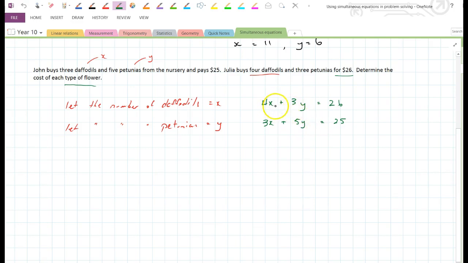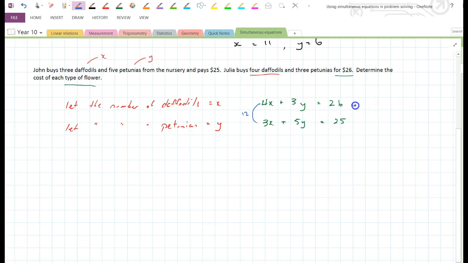Let's make a decision here. Are we going to eliminate? Let's eliminate X this time. I'm going to eliminate X. So I need to make both X's the same. Okay, so I'm looking now for the lowest common multiple of 4 and 3. So if I times this one by 2, I get 8x. If I times it by 3, I get 12x. Oh, can I multiply 3 by something to get 12? Yes, I can. So what I'm looking for is the lowest common multiple of 3 and 4 in this case. So I want to get 12.